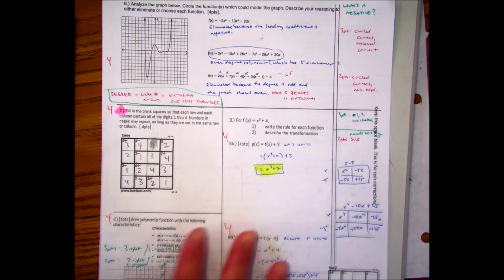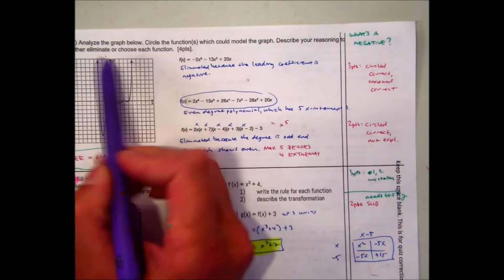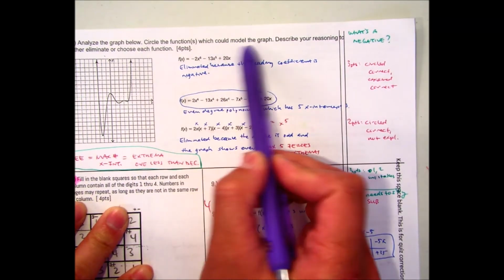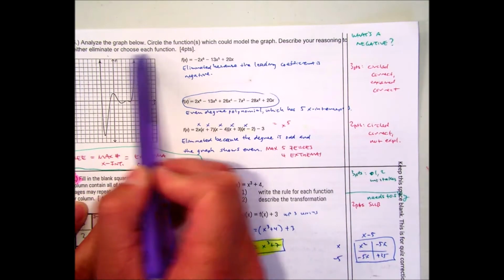Alright, on the back side, question number 6. Analyze the graph below. Circle the function which could model the graph, and describe your reasoning to either eliminate or choose a function.